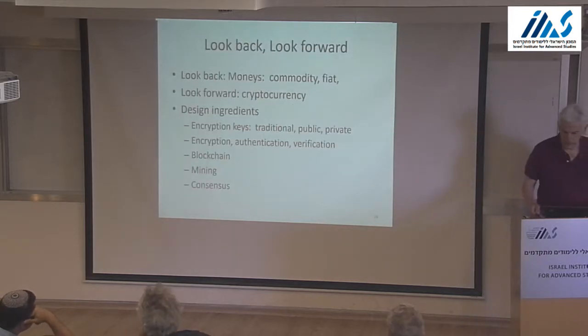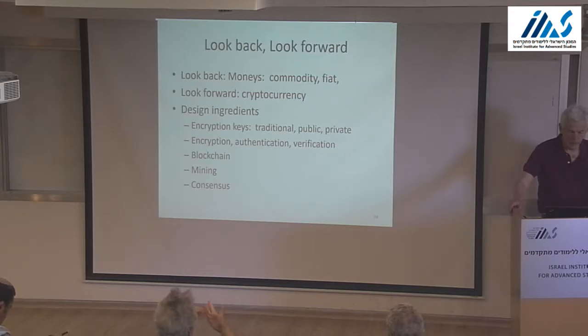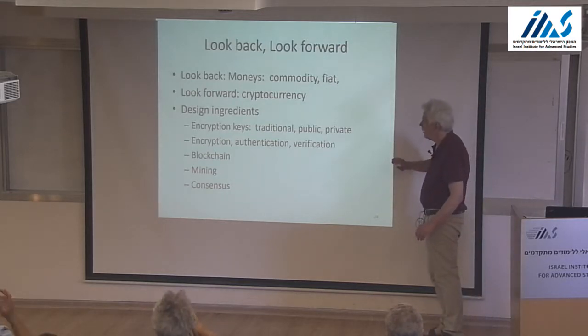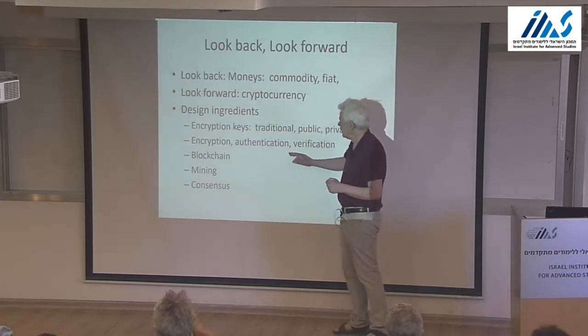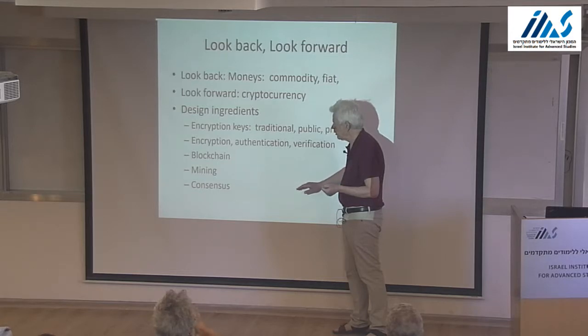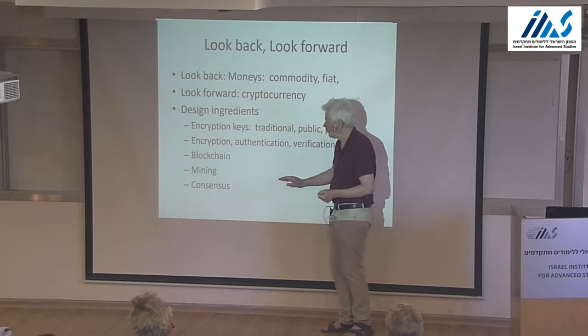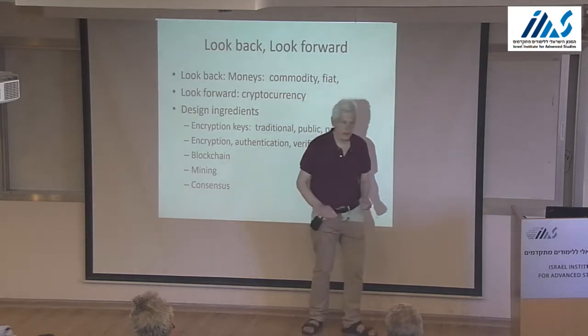Okay, so we've talked about monies and from commodity to fiat. I want to talk about cryptocurrency eventually. Here are the design ingredients, and I'm going to talk about those in a somewhat different order. Encryption keys: I'll talk about traditional versus public and private keys. Encryption here is mostly for identity management, and we'll use that to authenticate the identity and verify the content of the message. We'll talk about blockchain. Talk about mining, which is a word in English, but which is used or abused in the context of Bitcoin. We'll talk about consensus. We'll cover them in this order: blockchain, encryption, consensus.